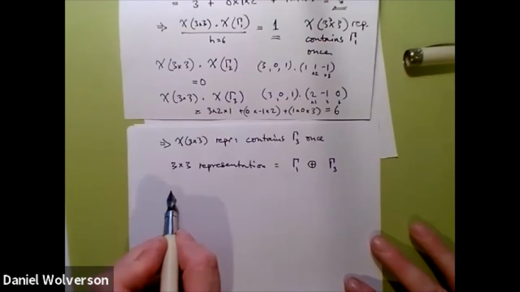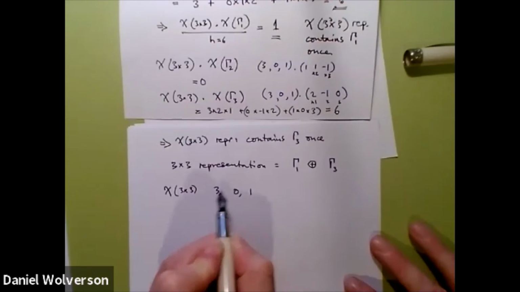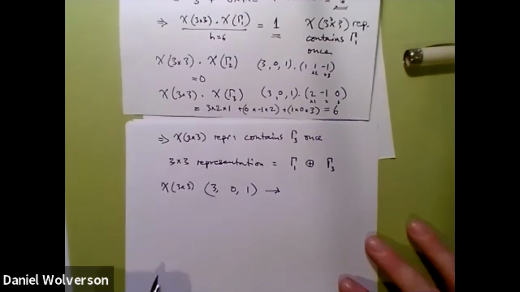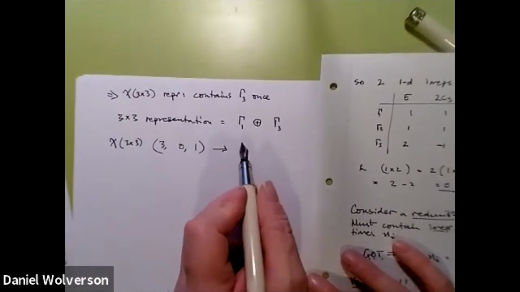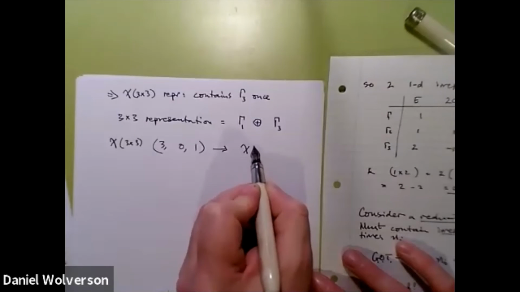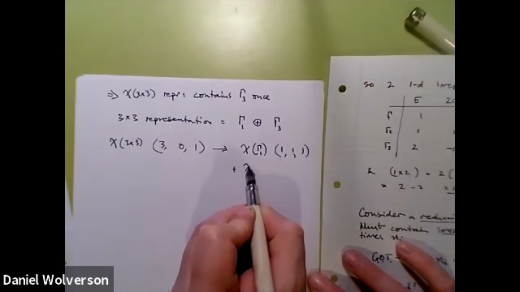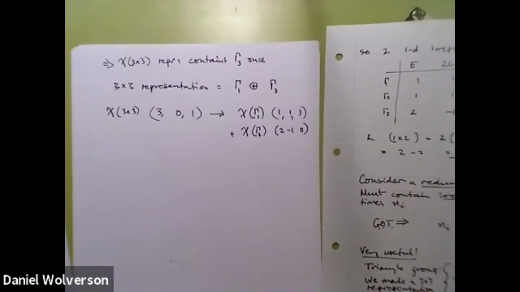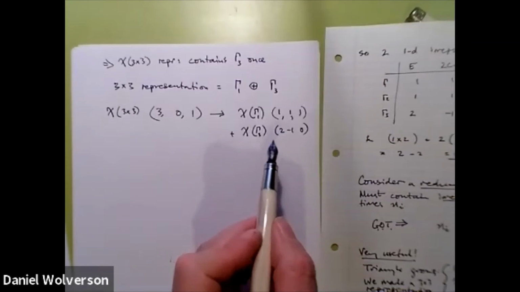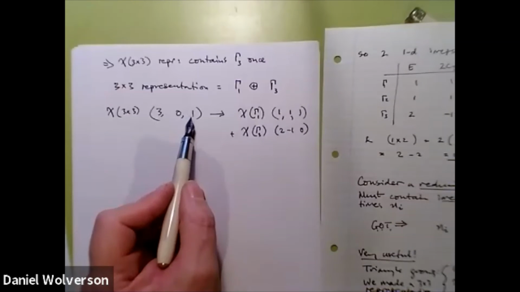And what we're saying is that our character vector of 3 0 1 has decomposed into the character of gamma 1, which was 1 1 1, plus the character of gamma 3, which was 2 minus 1 0. And this example is so simple that you could take a kind of cheeky shortcut to this answer, because if I just add these numbers, you can see that they add up to give me this character. That's not quite what we're really doing, of course.